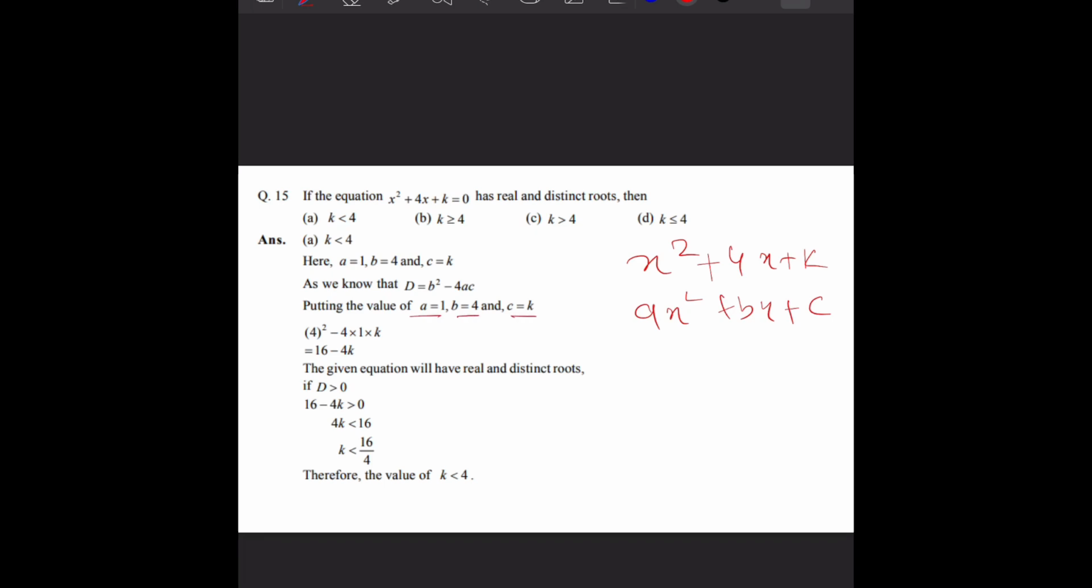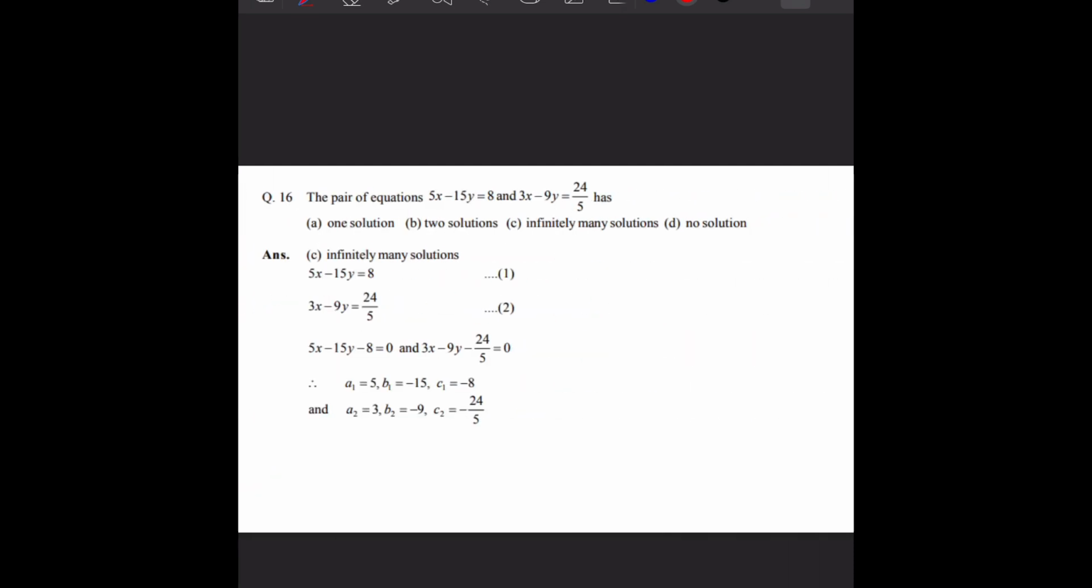Put this value in the equation, you get discriminant as 16 minus 4k. We all know real and distinct roots का condition, that is D greater than 0. I'll put 16 minus 4k is greater than 0. 4k is less than 16. k is less than 16 by 4, that is k is less than 4. What is the correct option? Option A is the correct answer. Moving on to the next.